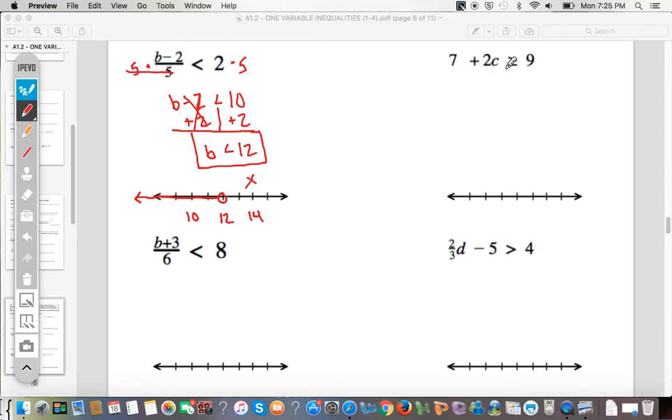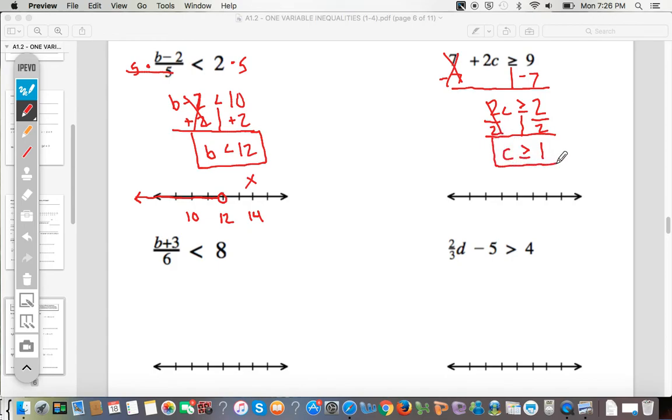Okay, go over to this one, make my t. Positive 7 being added, so I'll subtract 7 on both sides. So I'm left with 2c is greater than or equal to 9 minus 7, which is 2. So to get that c by itself, I'll divide by 2 on both sides. So 2 divided by 2, that's 1. I have greater than or equal to, and I'm left with c.